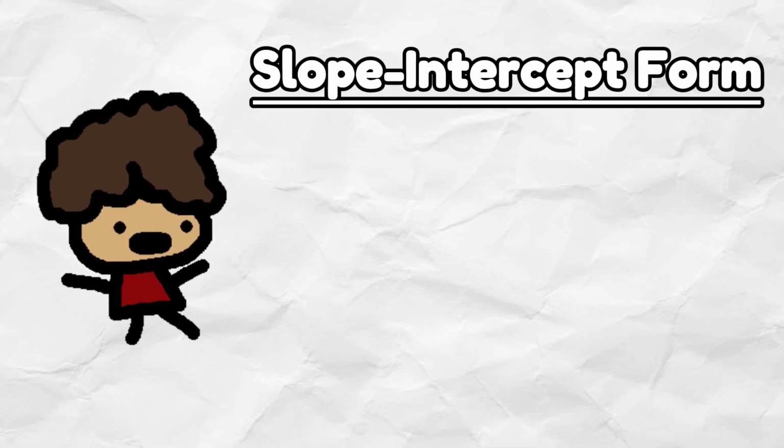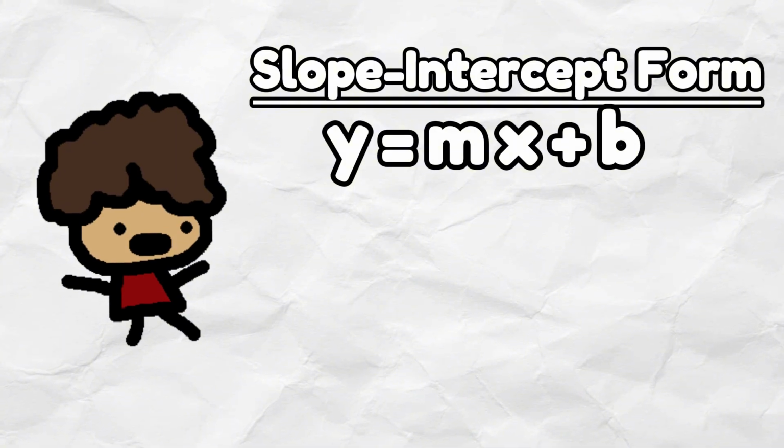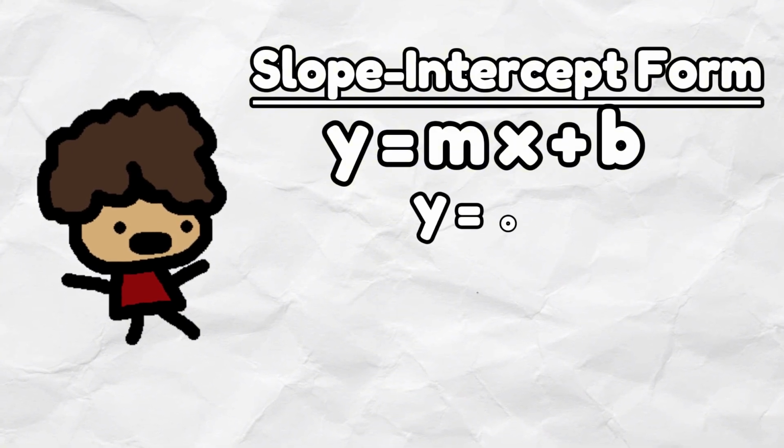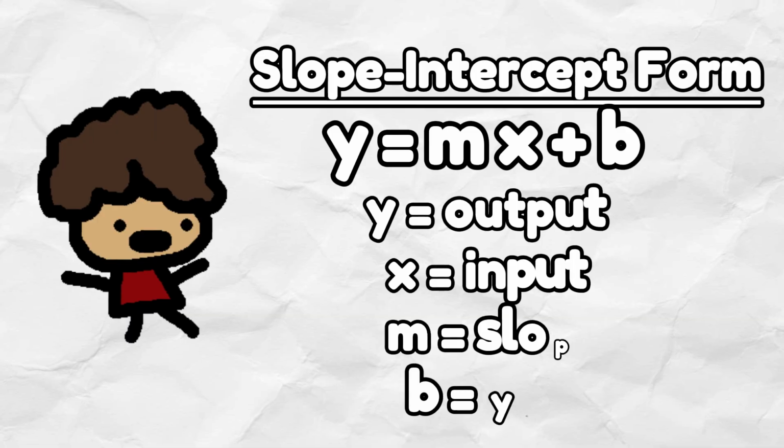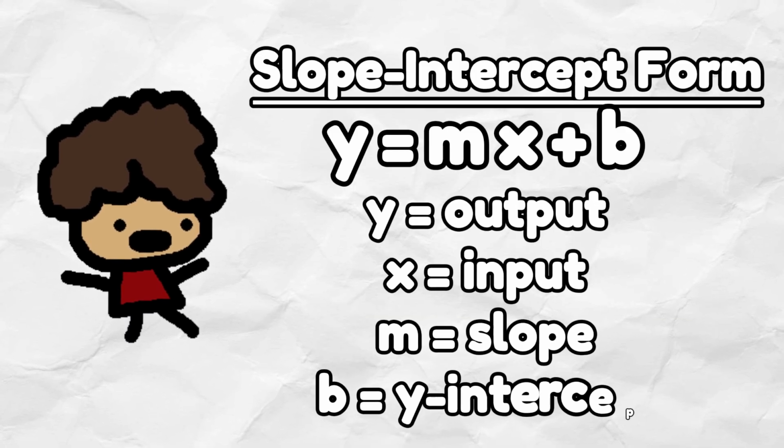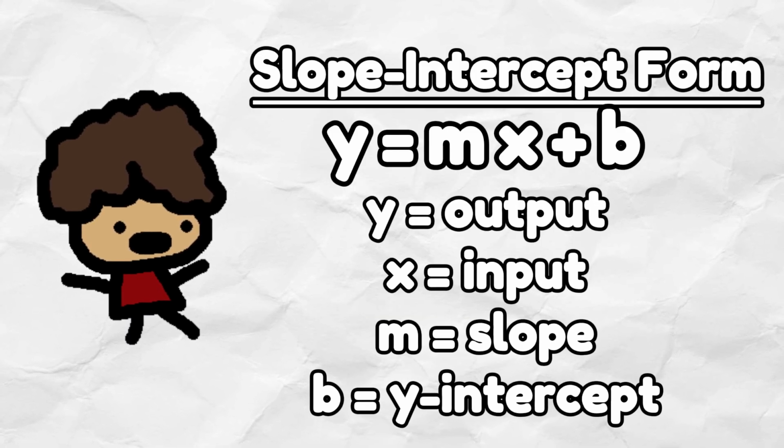The equation for slope-intercept form is y equals mx plus b. Your y is the output of the equation, and your x is the input of the equation. M is the slope, and b is the y-intercept.